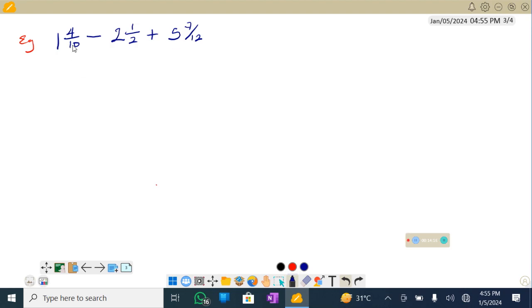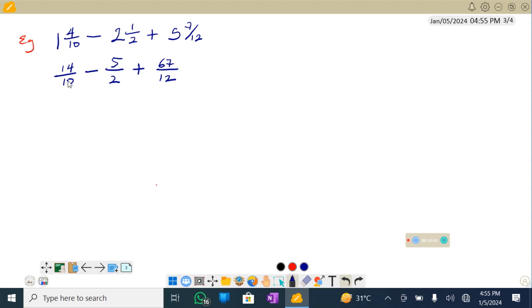Okay, so if I want to do that here, 10 times 1 will give us 10, plus 4 will give us 14 over 10, minus 2 times 2 will give us 4, plus 1 will give us 5 over 2, plus 12 times 5 will give you 60, plus 7 will give you 67 over 12.